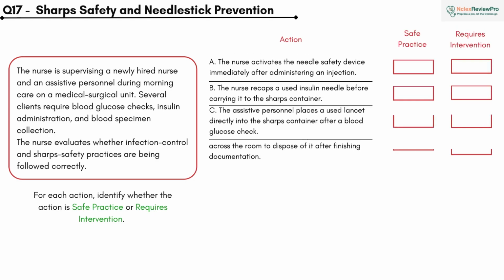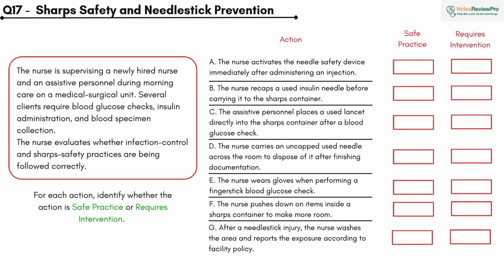The actions include activating a needle safety device after injection, recapping a used insulin needle, placing a used lancet into the sharps container, carrying an uncapped used needle across the room, wearing gloves during a fingerstick blood glucose check, pushing down items inside a sharps container, and responding to a needle stick injury. Take a moment and think about your answer.